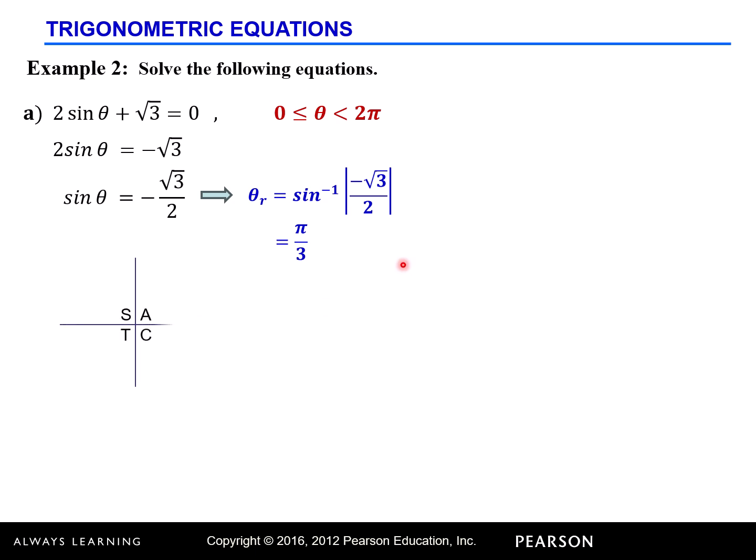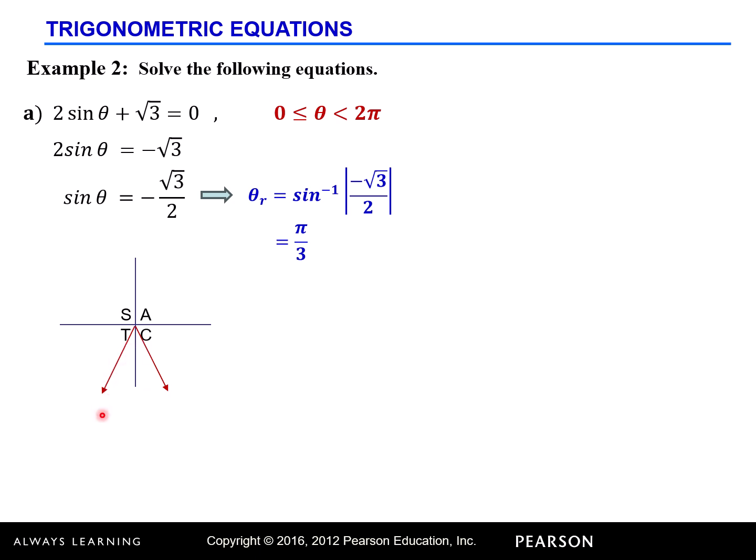So first, let us draw this Cartesian plane, and let us see where sine theta is negative. Sine theta is negative in quadrant 3 and quadrant 4. So let's find the angle in quadrant 3.